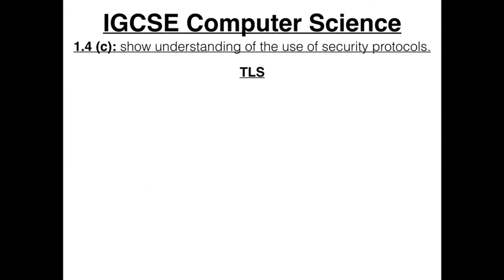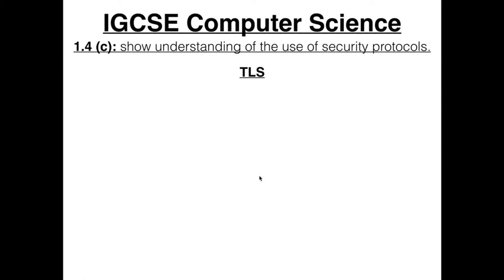TLS is another type of security protocol. You may notice when a security protocol is applied, you see on your browser HTTPS. So HTTP Secure. Do you remember that from Internet Principles of Operation? You might also see a small padlock in the status bar. So that's what that means.